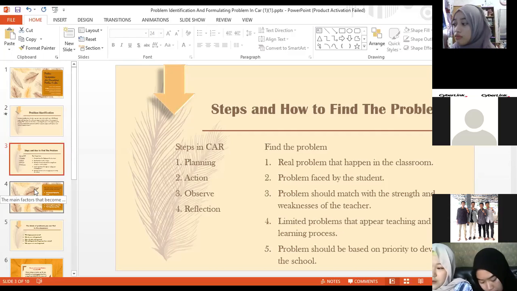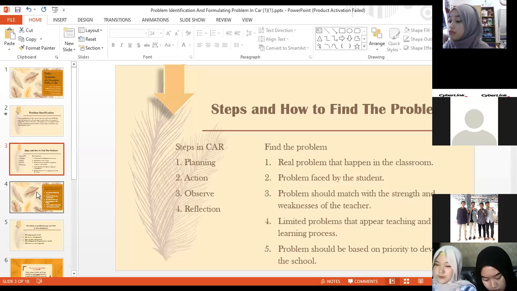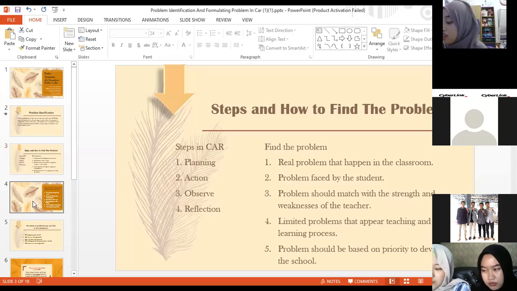The additional way to find the problem here is by interviewing the students, or asking the students based on their experience while joining the teaching and learning process with you as a teacher. And not only interviewing the students, you can also interview their parents to find out more about their children's difficulties while joining the learning process. That's the additional point for this slide, how to find the problem. Next one, please.